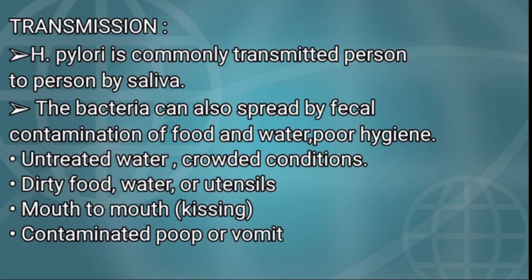Next one is transmission. Helicobacter pylori is commonly transmitted from person to person by saliva. The bacteria can also spread by fecal contamination of food and water with poor hygiene. That means untreated water, crowded conditions, dirty food and water, or mouth to mouth, that means kissing, contaminated poop or vomit. These are the transmitting agents of Helicobacter pylori.